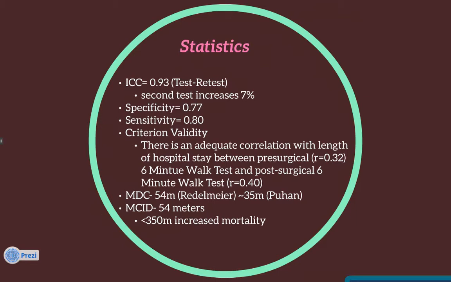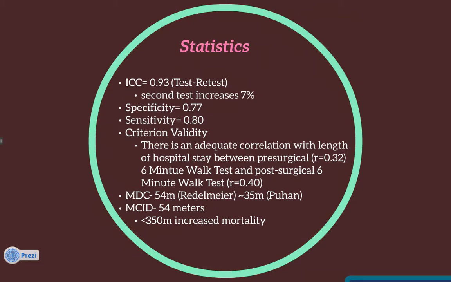post-surgical 6-minute walk test. The MDC is the minimum amount of change in a patient's score that ensures the change isn't the result of measurement error. 54 meters has long stood as the MDC as calculated by Riedelmeier in 1997. Newer studies, however, using a larger sample pool and different approaches, have calculated the MDC as being about 35 meters.